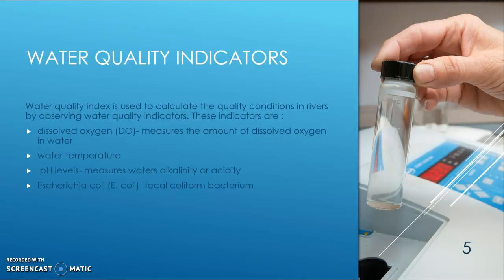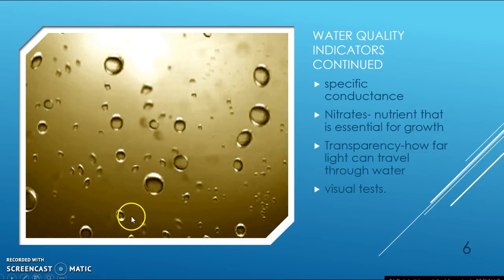And E. coli, also known as fecal coliform bacterium, that comes from human and animal waste. The Environmental Protection Agency uses E. coli measurements to determine whether fresh water is safe for recreation. Specific conductance tests measure the ability of water to pass an electrical current.